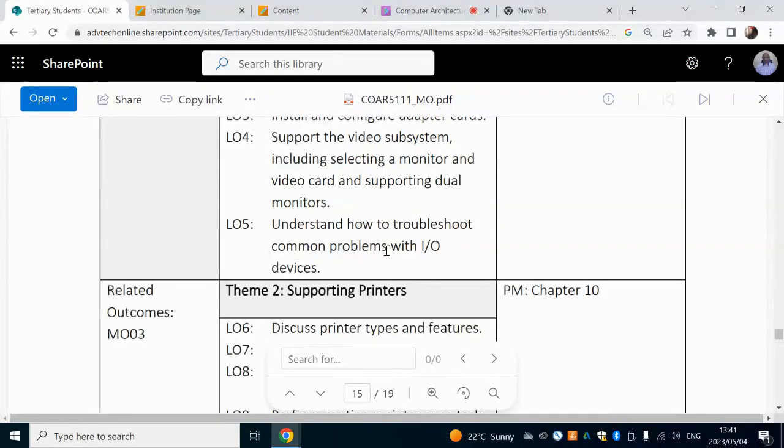Understand how to troubleshoot common problems with input-output devices. And you've all encountered this. I plug in my camera, the camera is not working. Or I open Microsoft Teams, or I open up a Zoom, or I open up some other application that needs to use my camera. The camera is not working. Or the camera is working, but the video is not working.